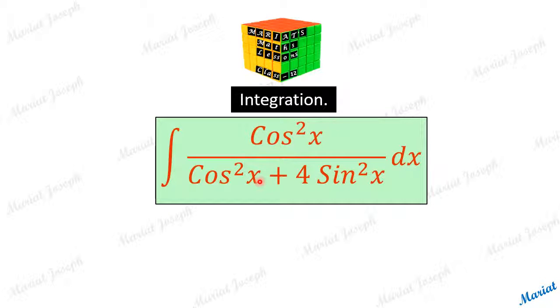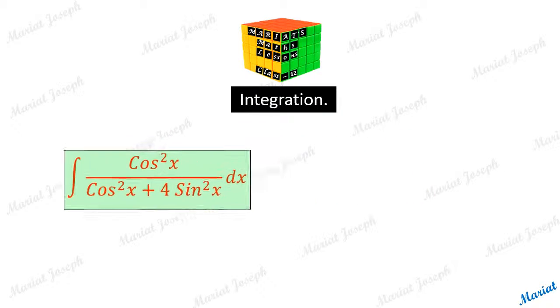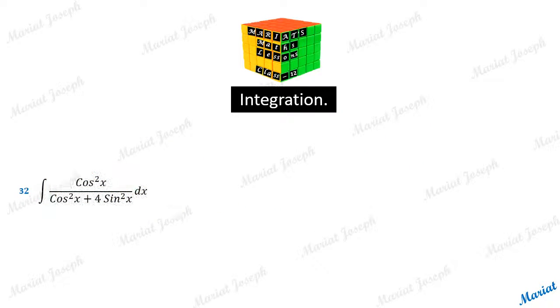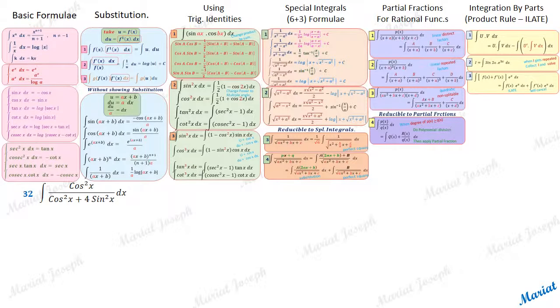Integrate cos square x upon cos square x plus 4 sin square x with respect to x. With reference to these various types, let's now try to integrate this new function.